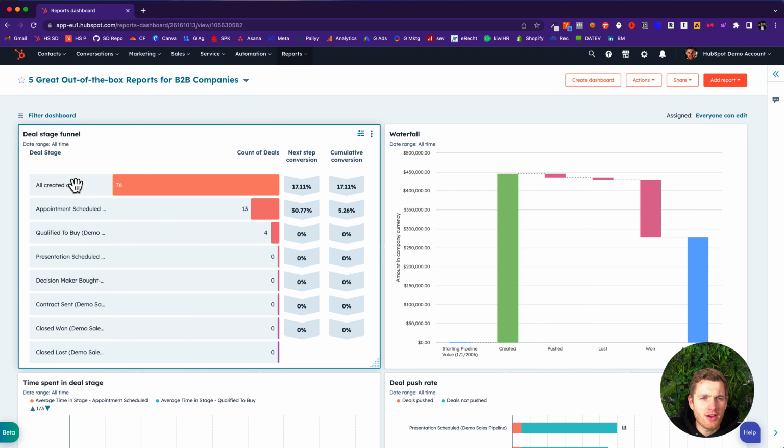So what you're seeing here is all your deal stages that you've defined. So from all created deals to appointment scheduled, qualified to buy, presentation scheduled, and so on and so forth. The count of the deals, so how many deals are actually in these stages. And then what you can see is both the next step conversion, so what is the percentage of deals that converts from this stage to the next one, and then the cumulative conversion, so how many of the total deals actually pass through.